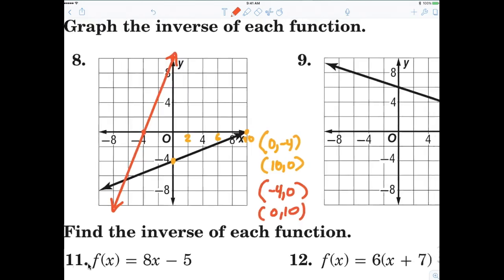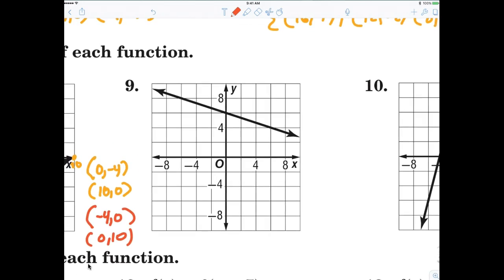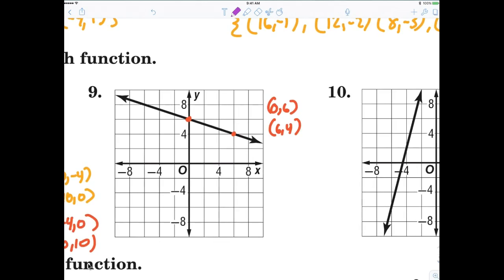Let's try again on number 9. I'm looking at this point right here and this point right here. I'm going to identify those points. That would be 0, 6, and this point over here would be 6, 4. Now to graph the inverse, you switch the x and y and plot the points. So now I'm going to plot 6, 0, and then I'm going to plot 4, 6.